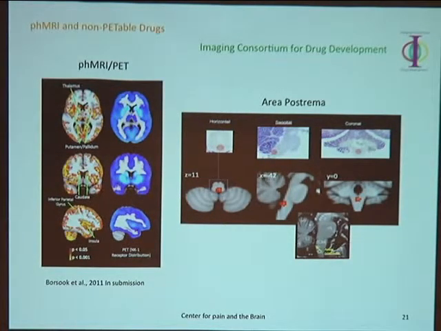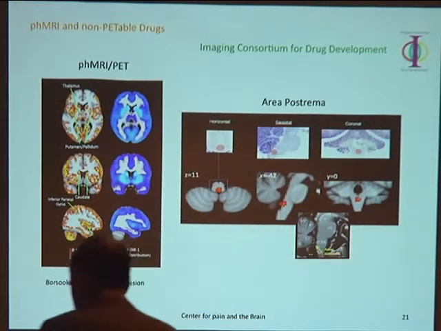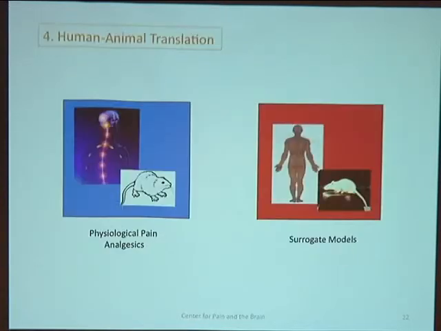chemotherapy-induced vomiting and nausea. So not only do we get a pattern for pHMRI that is similar to PET, but we also get very specific activation here, as shown in the area postrema, which is part of that nausea and vomiting center in the brain. So one can use this technology not only to define efficacy, but not shown here is also potential side effects.